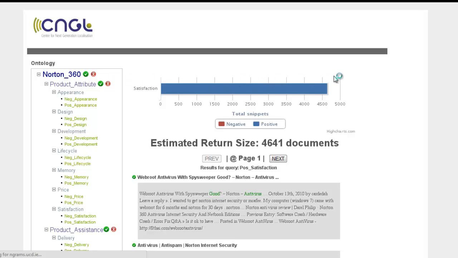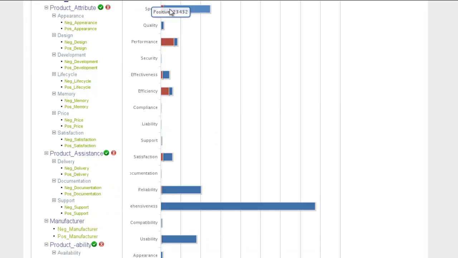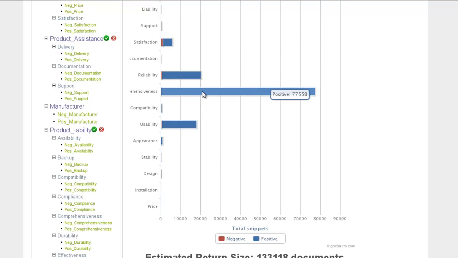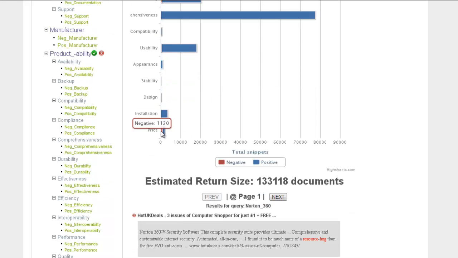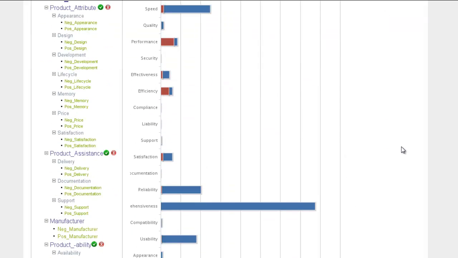So then we can have here a graphic where we are going to see the results for the different aspects of this ontology. For example, we have about the speed, most of them are positive, of quality, most of them are positive as well. For performance, there are more negative things. Reliability, there are more positive than negative. Satisfaction, there are also more positive than negative. So we can have a very nice way of seeing and displaying the different aspects.